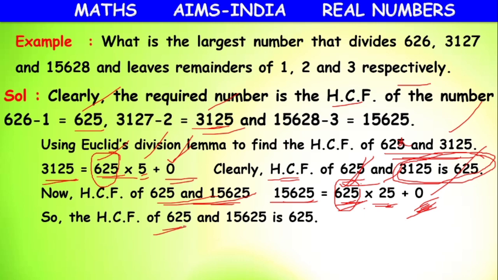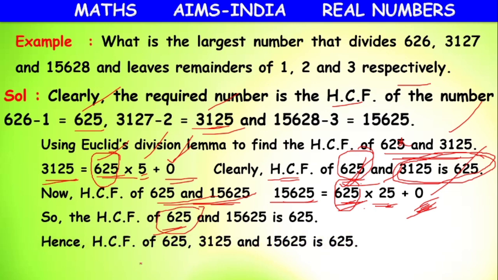If we got a different number in the first case and the second case, we would have to divide both of them again. But we have got the same number in both cases. So for the given three numbers, 625 will be the HCF.